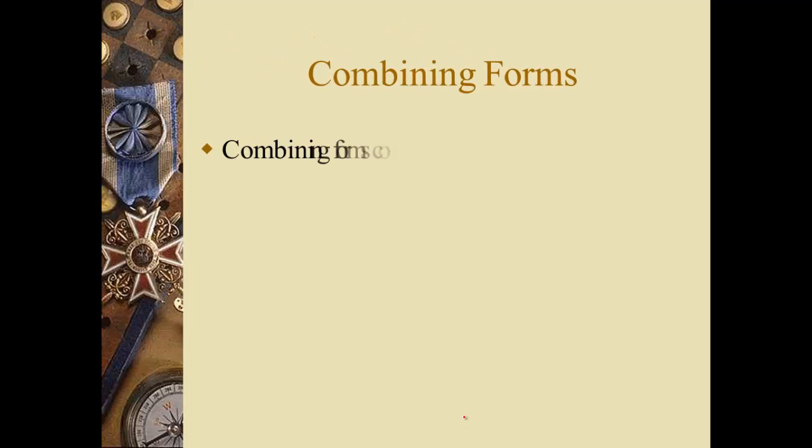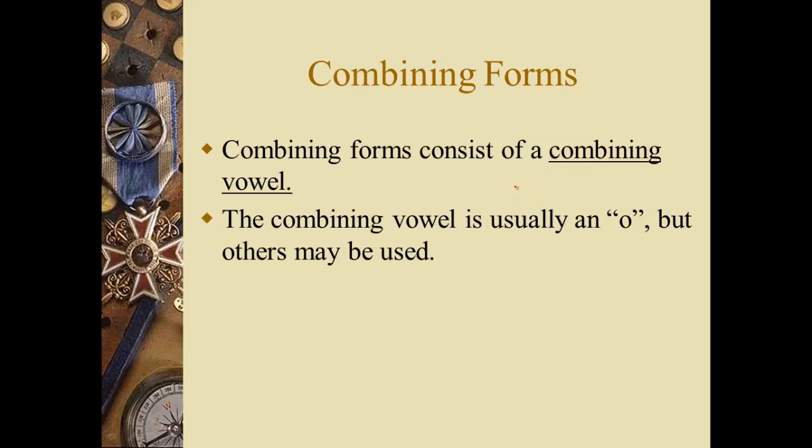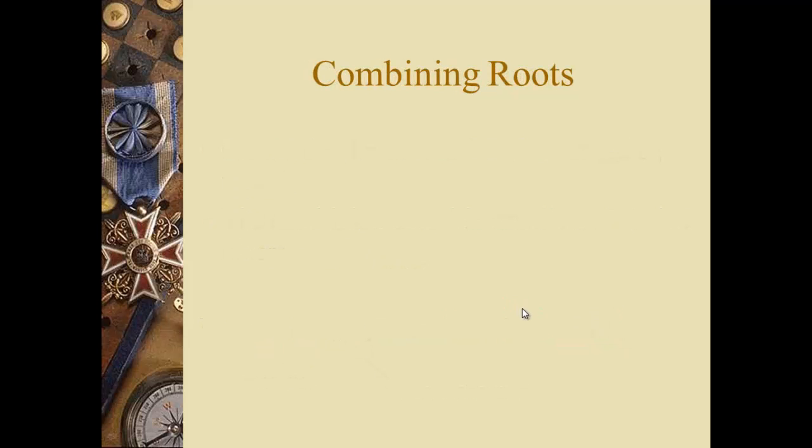Let's take a look at some. Combining forms consist of a combining vowel. The combining vowel is usually an O, but others can be used. Remember, gaster means stomach. If you add an O to it, it's pronounced gastro. That's a lot easier to say than gaster. Gastro makes more sense. This right here is a combining form. Again, you can see gaster is the word root, O is the combining vowel, and that makes gastro.